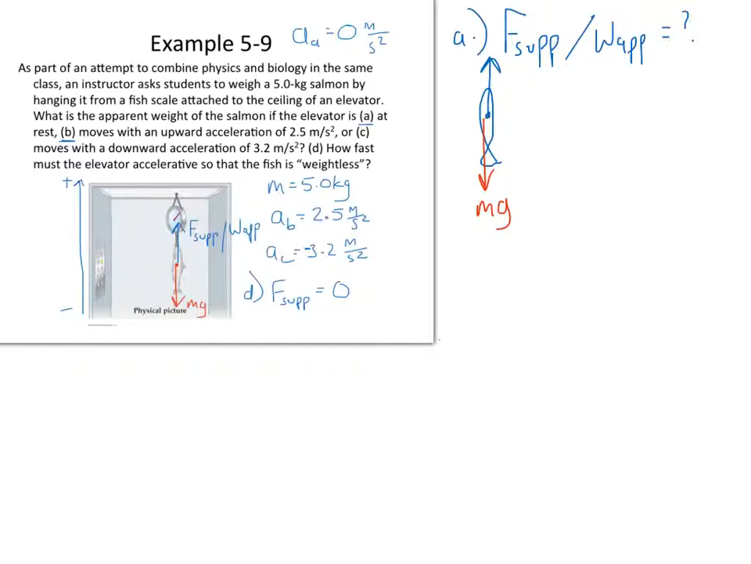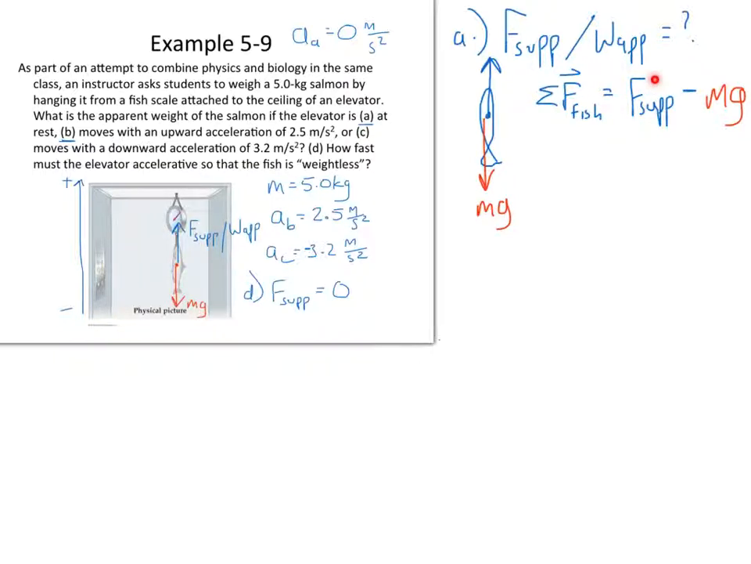So we can actually write a statement about the net force on the fish by saying this. Net force on the fish, the salmon, is going to be what? Well, it's going to be our supporting force minus mg, right? Because mg is acting in the negative direction. Supporting force is acting upwards. This is the component statement we can make about all the forces acting on the fish. This is what we're solving for, by the way.